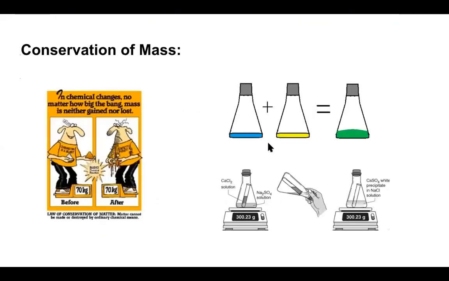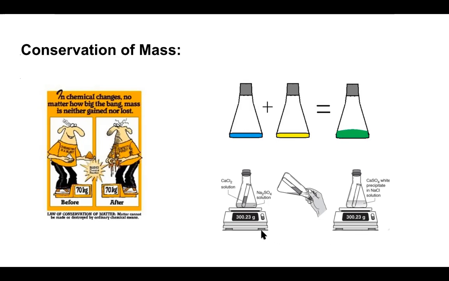And look at one more example. Before and after, they are the same. That's what they are showing. So you see the blue solution reacts with the yellow one and it gives the green one. So the blue mass plus the yellow mass should be equal to the green mass.